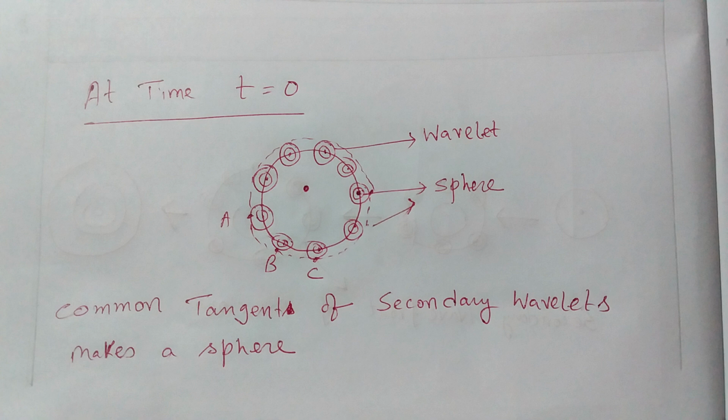At time t equal to 0, a stone is thrown, disturbance is created and a wavefront is generated. For each point of the wavefront, secondary wavelets are generated. The common tangent of the secondary wavelets makes a sphere.